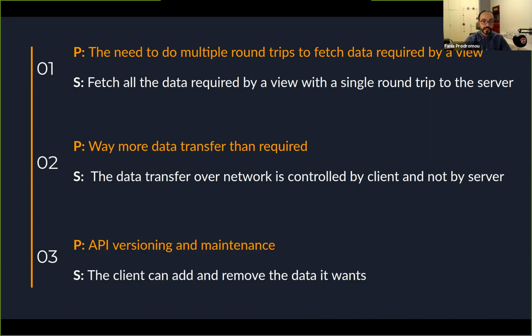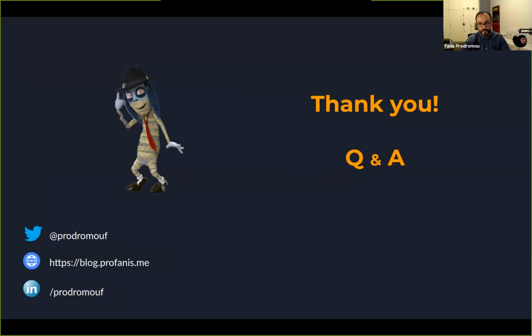And the third one is API versioning and maintenance. Again, this is a good one, because you don't have to create another version. You just have to create another method, and another method means that you have another resolver. And so this reduces, of course, the maintenance burden of the backend.